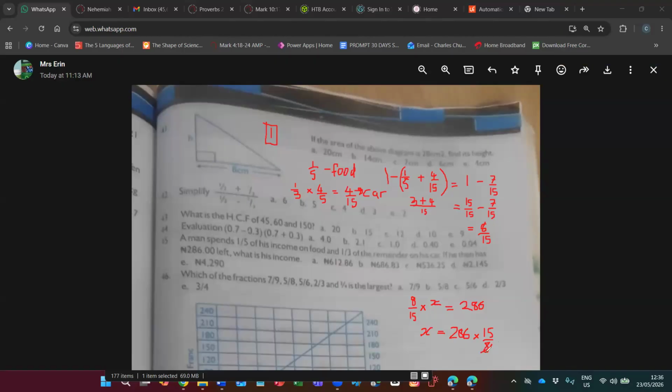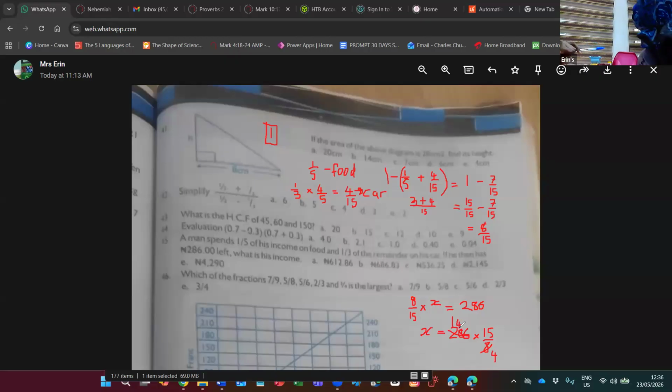Let's just go with 2 first. So 2 in 8 is 4, right? 2 in 286 is 143, right? This is looking like it will give us a whole number. So there's no problem. So we have what? 143 times 15/4. So can we quickly get that done?